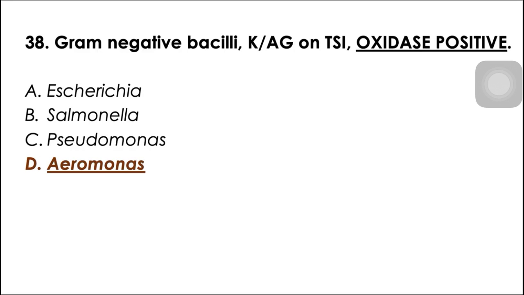Okay? So review lang po tayo. Ano nga po yung TSI reaction ng Escherichia? Escherichia will have an A over A reaction because it is a rapid lactose fermenter. Salmonella, on the other hand, is a non-lactose fermenter, K over A. But again, they are oxidase negative. While Pseudomonas is oxidase positive, Aeromonas is oxidase positive, but Pseudomonas nga po is K over K, being a non-fermenter, while Aeromonas is a glucose fermenter, K over A.